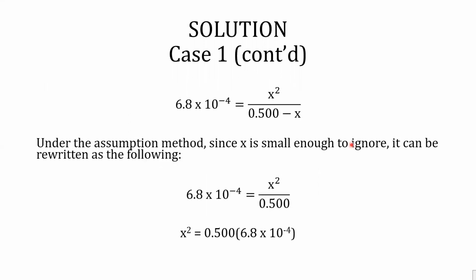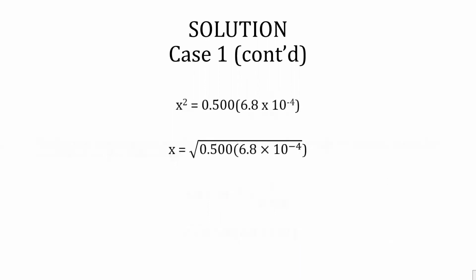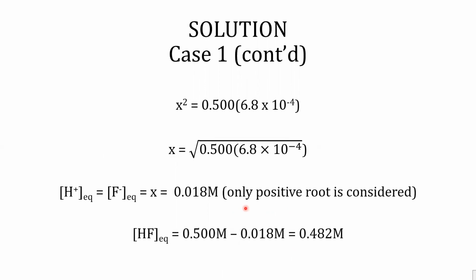The revised equation is 6.8 times 10 to the minus 4 equals X squared over 0.500. It expands to X squared equals 0.500 times 6.8 times 10 to the minus 4. Solving for X equals plus or minus 0.018 M. Only the positive is considered.